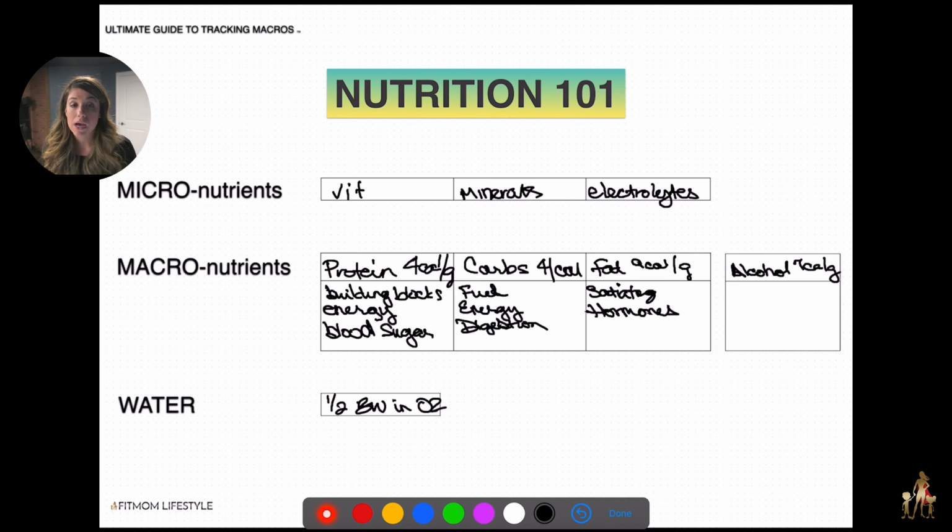Obviously, we lose it when we urinate as well. But if you are somebody that sweats a lot, you may want to increase your water intake. I don't believe you need to be close to a gallon, but 3 liters is a good place. Or for women, 74 to 77 ounces is good.